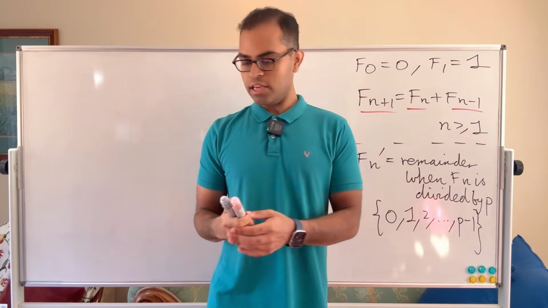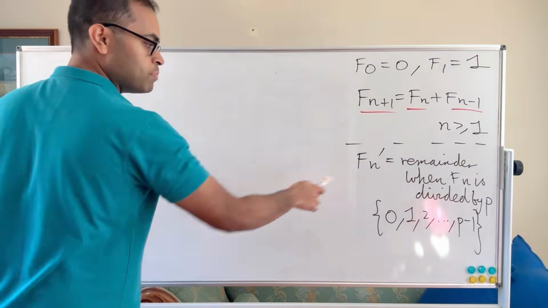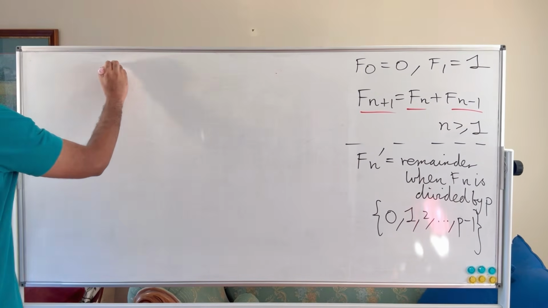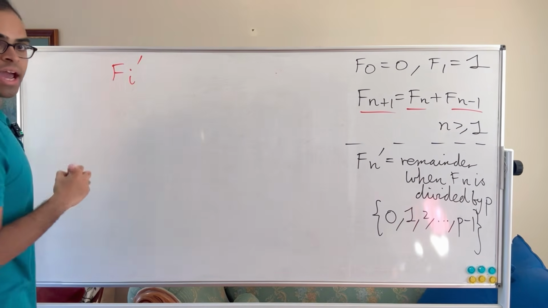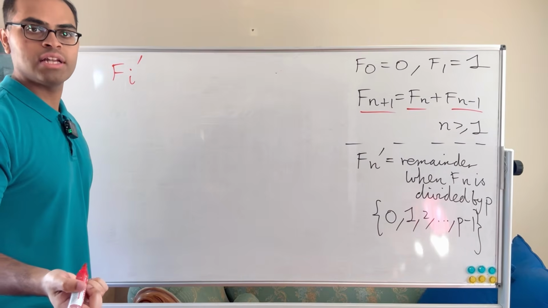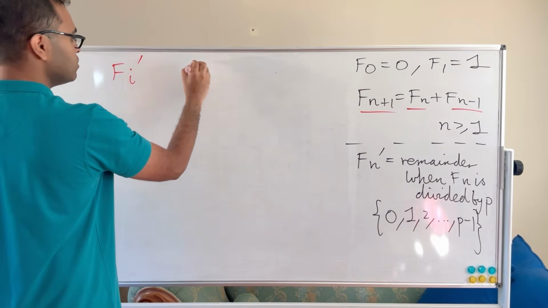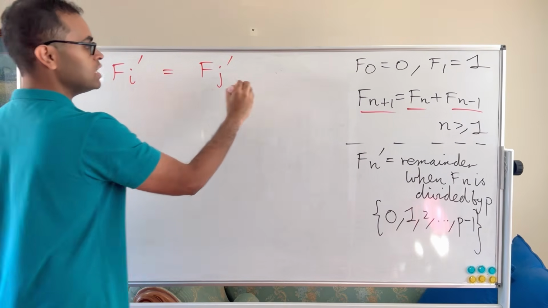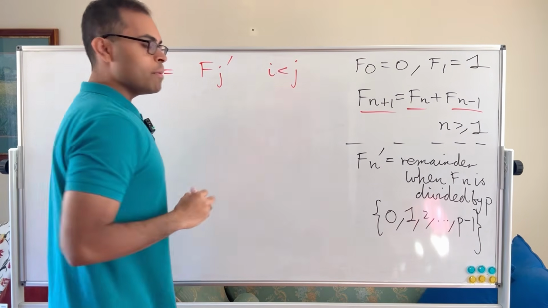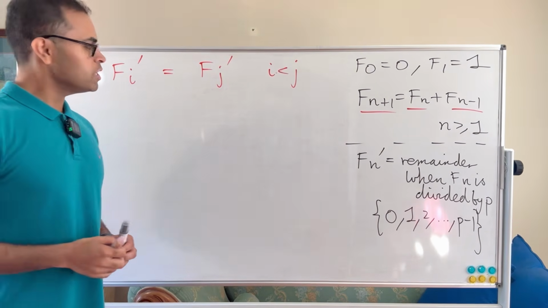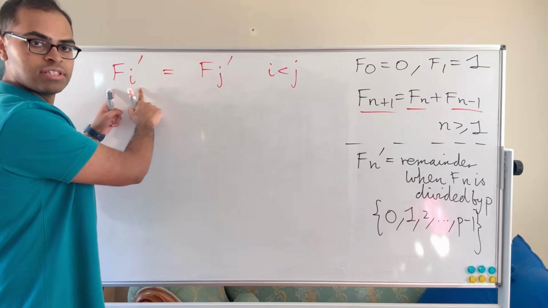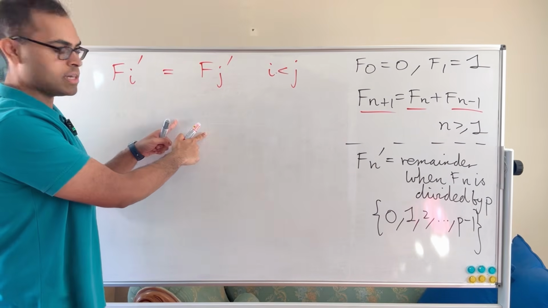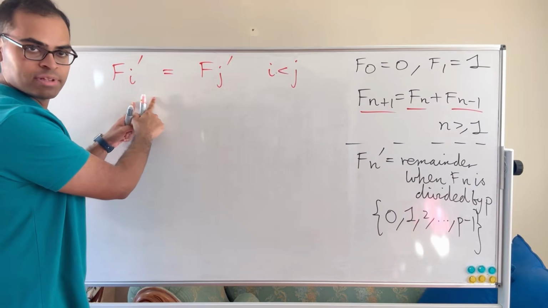So more precisely, as I said, because there's only a finite possible number of remainders, there has to be some i and j so that Fi prime, the remainder when you divide the ith Fibonacci number by p, is equal to Fj prime, the remainder when you divide the jth Fibonacci number by p. This has to be equal for some i less than j. But that's not going to be enough for us, because just knowing the ith term of the sequence doesn't tell us the (i plus 1)st term. We have to know the (i minus 1)st term and the ith term.